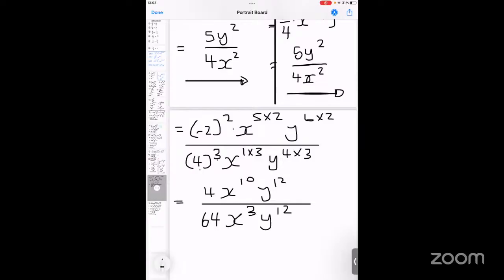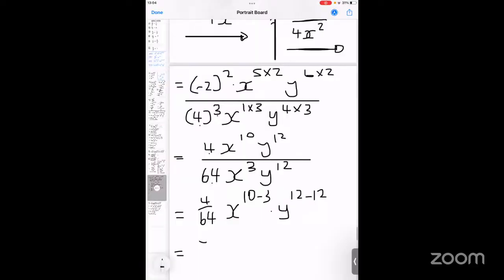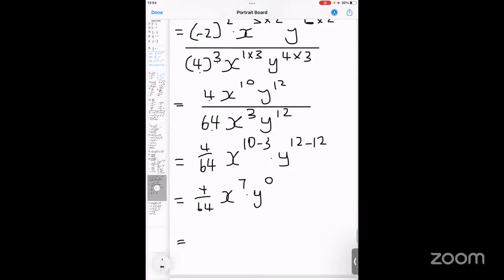Then now you can easily work it out where you do one of that over that. Then you can say x to the exponent of 10 minus 3, y 12 minus 12. Then you just punch that 64 over 64. It gives you 1. Then you have x to the 7, y to the 0. And then whatever that gives you when you punch that one, it gives you 1. And then this should be the end of it. Can you see there, Manahil? Yes, sir.